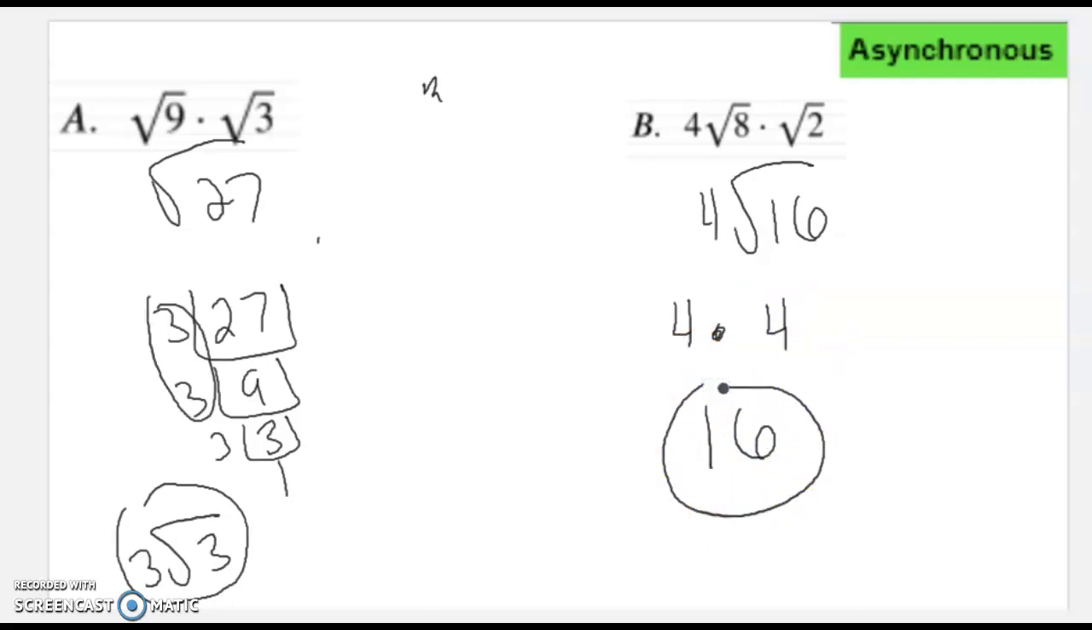And again, if you plugged that into your calculator, 4 square root of 8 multiplied by the square root of 2, you do find that you get 16.